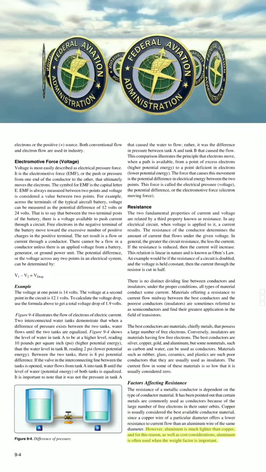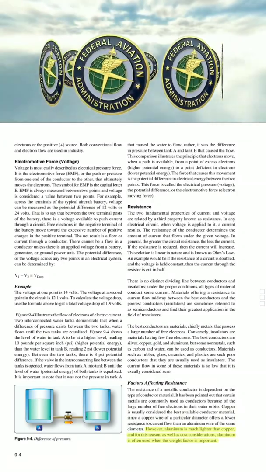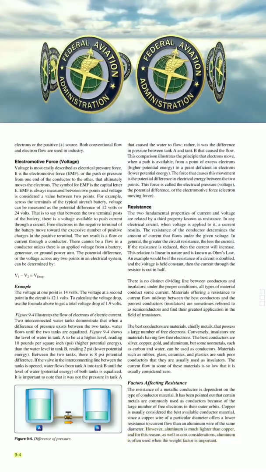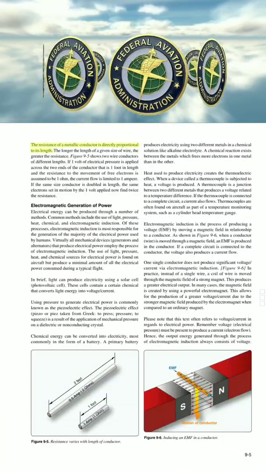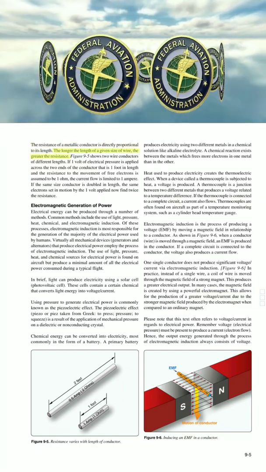However, aluminum is much lighter than copper, and for this reason, as well as cost considerations, aluminum is often used when the weight factor is important. 9-4. The resistance of a metallic conductor is directly proportional to its length. The longer the length of a given size of wire, the greater the resistance.